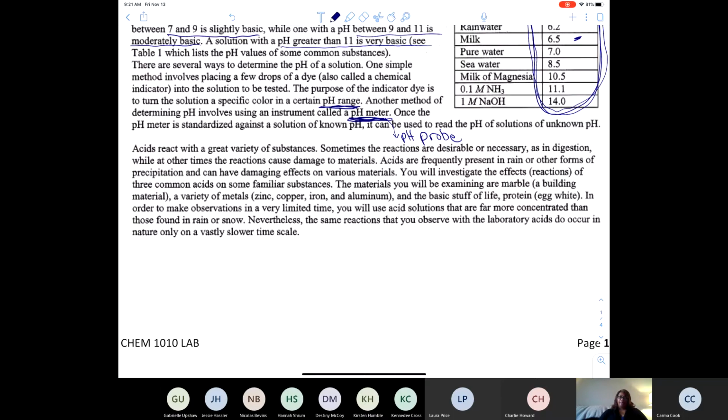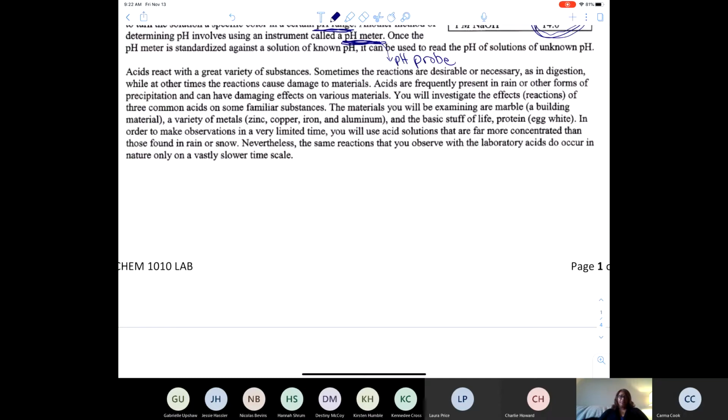However, reactions that acids have with substances can have some adverse effects. For example, when there's acid in the rain, which we call acid rain, that acid rain can lower the pH values in small bodies of water like rivers and streams where fish and other aquatic life live, and therefore it could be detrimental to that aquatic life. Also, acid rain can damage statues and monuments that are made of a variety of metals like zinc, copper, aluminum, and iron.